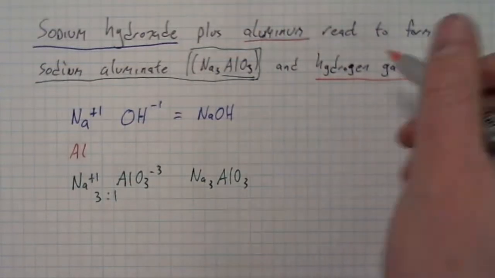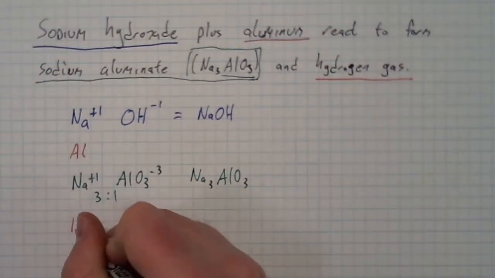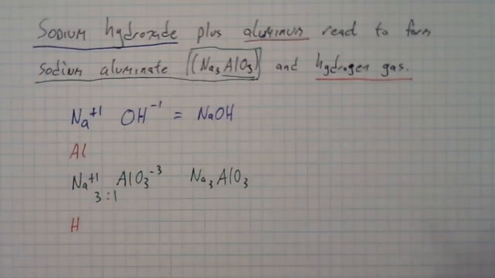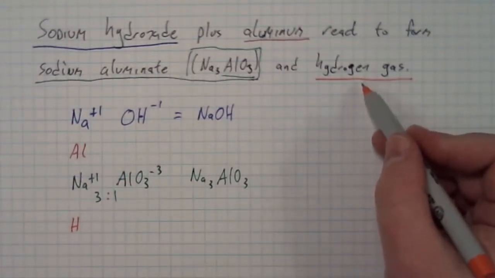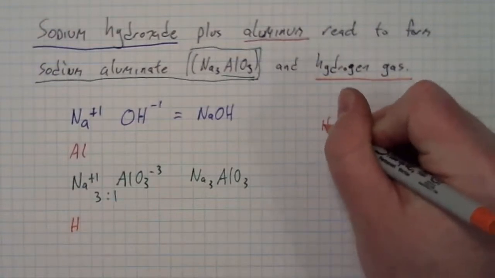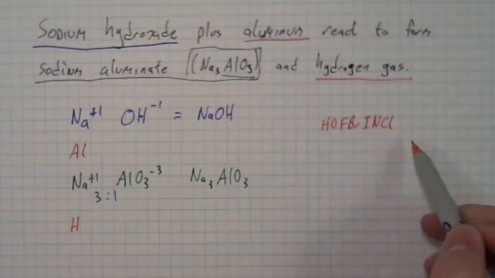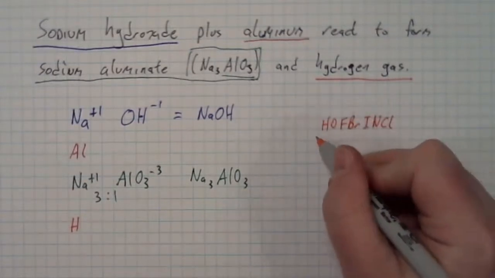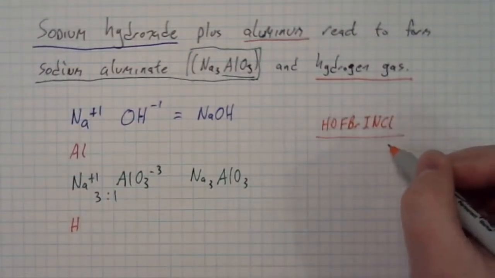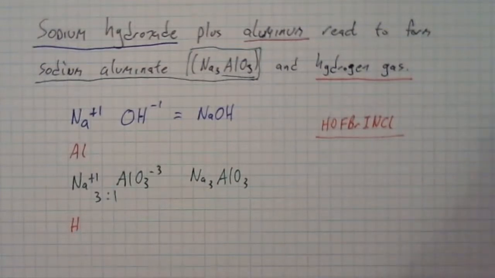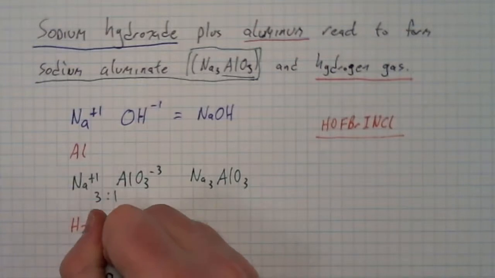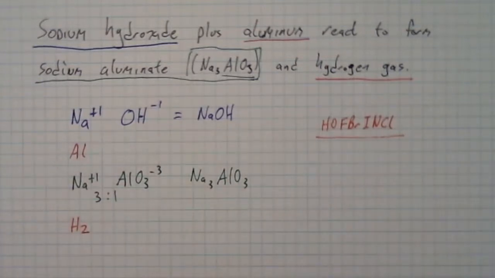You might be saying, oh, hydrogen, great. That's just like aluminum. It's an element, so we're done, right? Except hydrogen belongs to that group of elements I call the Hofbrinkel. These 7 elements always come paired up when they're in their elemental form. They're sometimes called the elemental diatomics. So hydrogen gas is in fact H2. Now we have our chemicals and we can go ahead and balance our chemical equation.